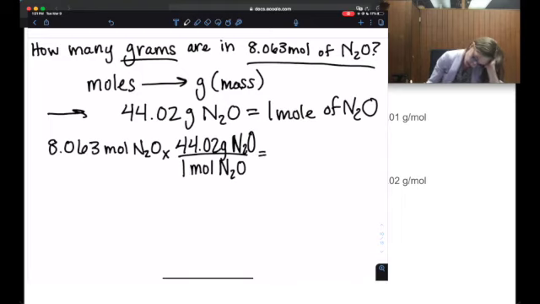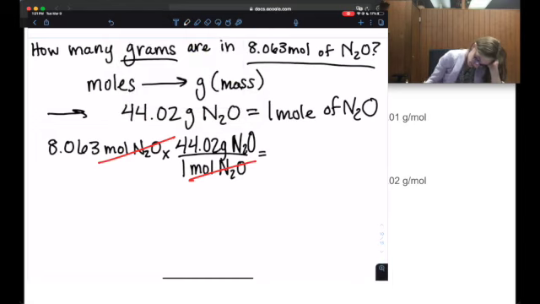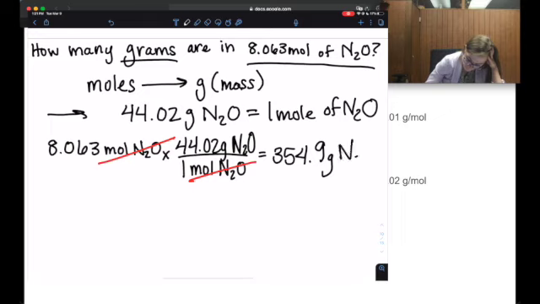Okay? So let me check my units, see where I'm at. I've got moles of N2O on the top, moles of N2O on the bottom. Those cancel out. So I'm left with grams of N2O, which is what I wanted. So if I go ahead and complete the math on this problem, I end up with 354.9 grams of N2O.